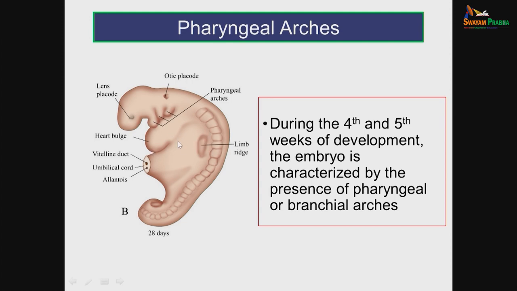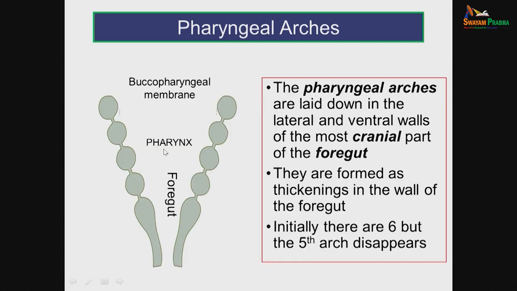So, the 4th and 5th weeks of development of the embryo are characterized by the presence of what are called pharyngeal arches or branchial arches. It is marked in this picture. This is seen in the neck region. So, these pharyngeal arches are laid down in the lateral and ventral walls of the most cranial part of the foregut. So, what is shown here is the pharyngeal gut. In the lateral and ventral walls, you can see that the pharyngeal arches are laid down. They are nothing but thickenings in the wall of the foregut. They are the mesodermal bars. Initially there are 6 arches, but the 5th arch will disappear.